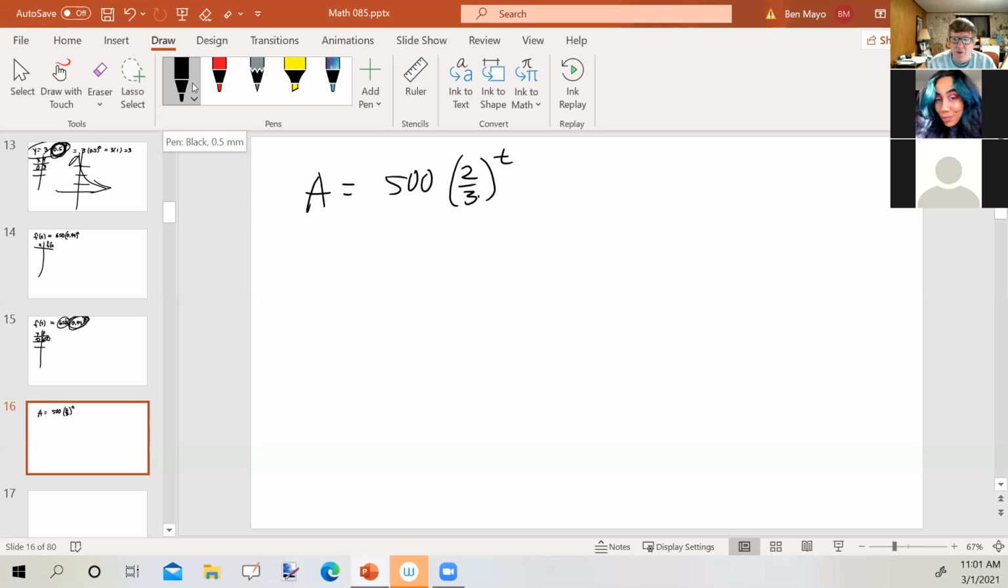Is the population increasing or decreasing? Looks like it's decreasing. How do you know? The base is less than 1. Good. I think you're getting this.